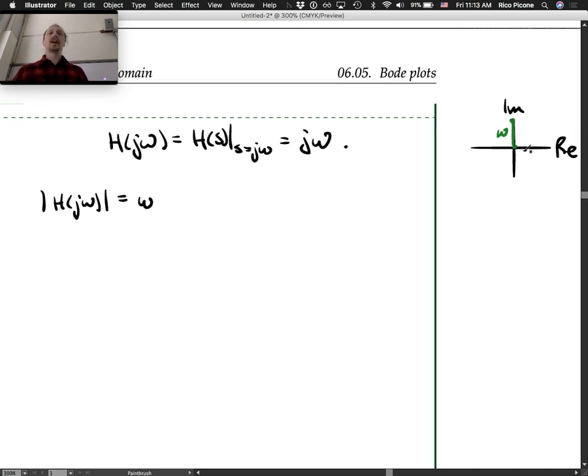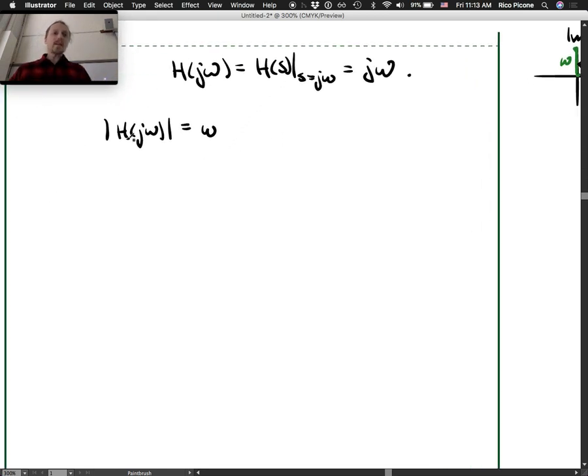The phase, the angle, is going to be the angle from the real axis. So there's my angle. What is that? 90 degrees.